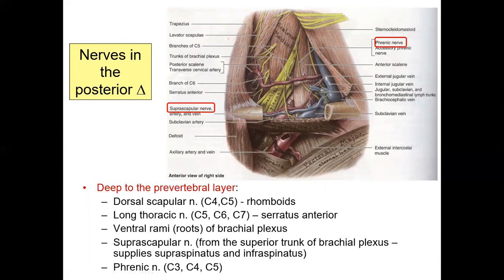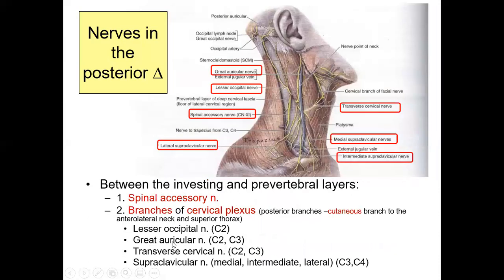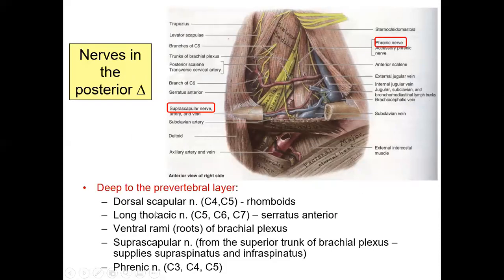Okay, the other nerve that is also present in the posterior triangle of the neck, we also have this nerve. If you see here, this nerve is located deep to the prevertebral layer of the deep cervical fascia. This nerve is located between the investing layer and the prevertebral layer of the deep cervical fascia.